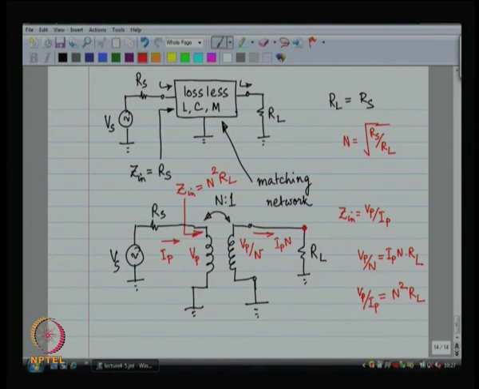If this is the relationship for N that you choose, then you get exactly what you need. You get Z_in equal to R_s. So, you get maximum power transfer into the primary of the transformer. All the power delivered to the primary of the transformer goes to the secondary and therefore, to the load, because the secondary also does not consume any power, right. Is this okay with everyone?